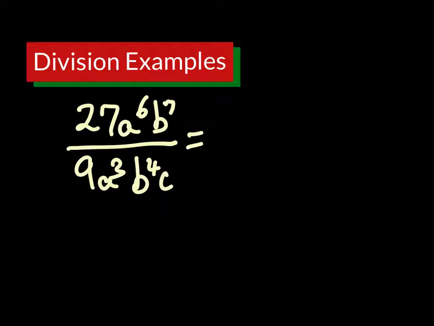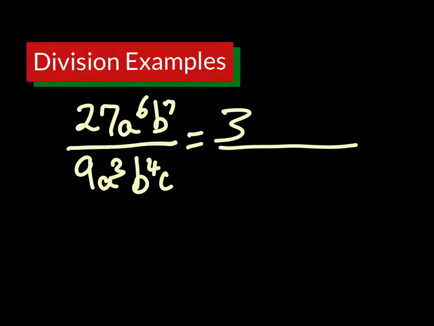So in this case, 27 and 9 both divide by 9. 27 divided by 9 is 3, and 9 divided by 9 is 1, but I don't need to write the 1. The second step is to divide the literal coefficients, or letters. And remember, to do this, we subtract the powers for the same base, or the same letters.